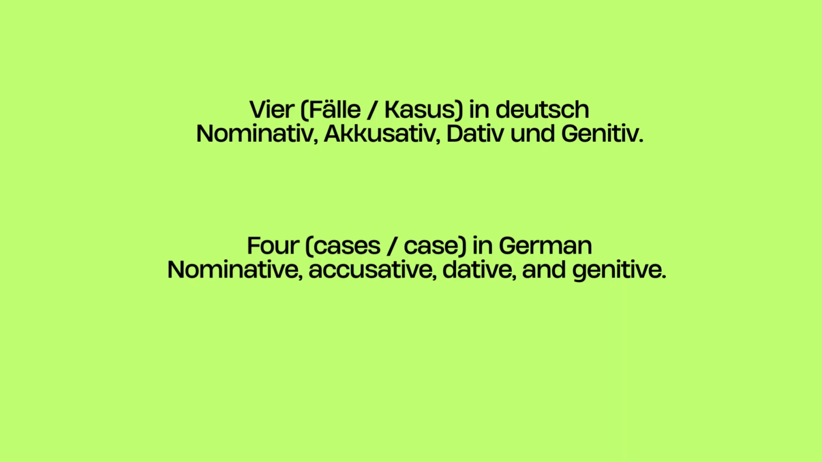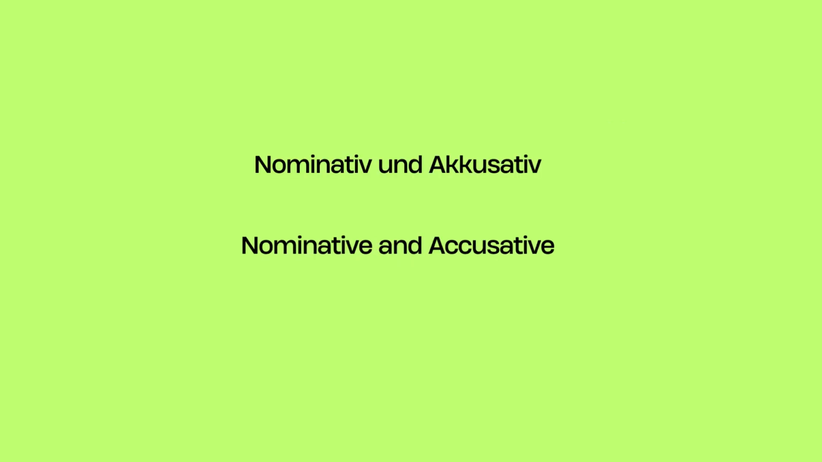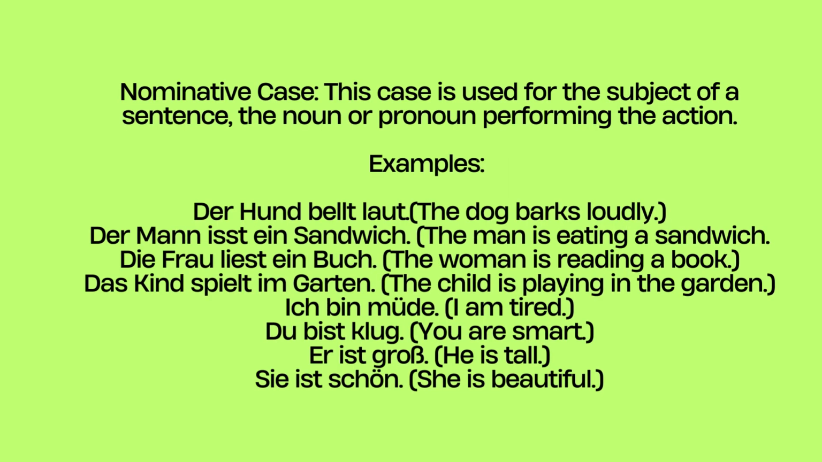There are 4 cases in German: nominative case, accusative case, dative case, genitive case. Let us look at nominative case and accusative case. Nominative case is used for the subject of a sentence, the noun or pronoun performing the action. Check out these examples. We shall then look into a conversation in nominative case.